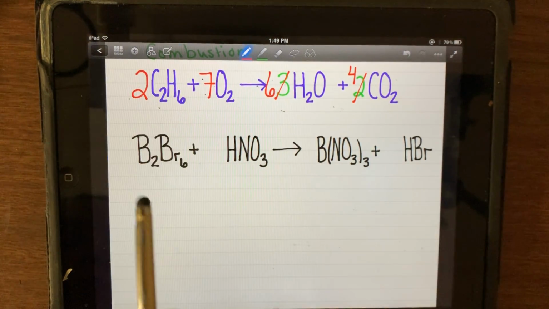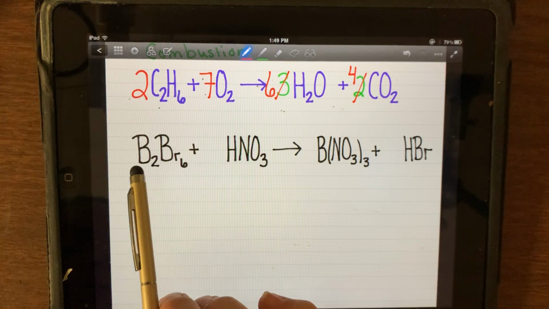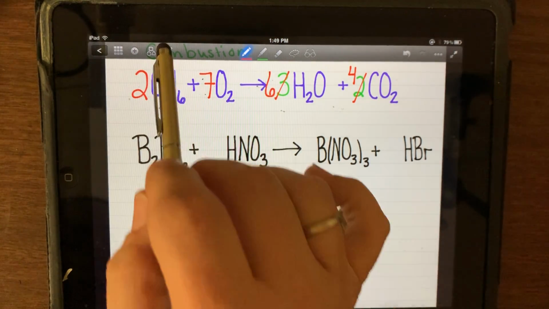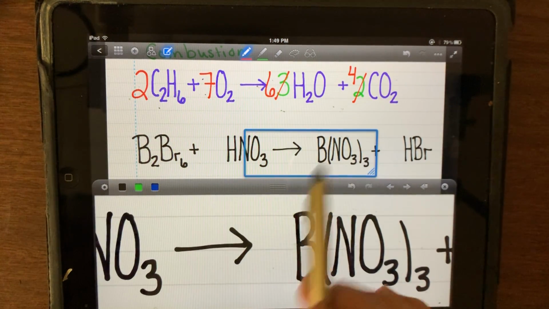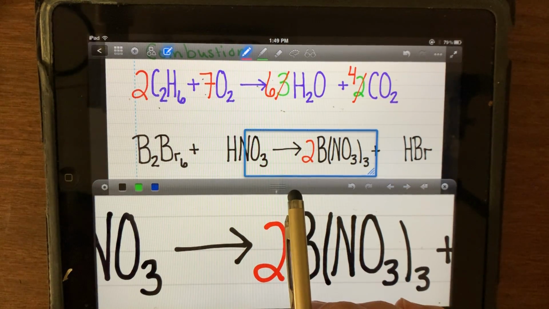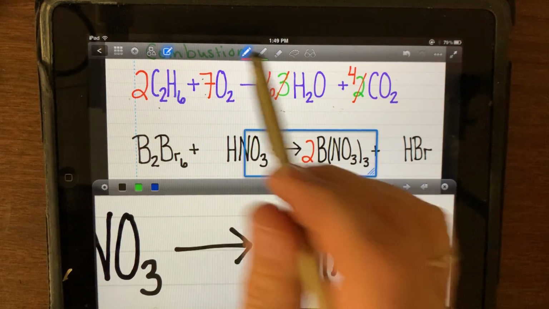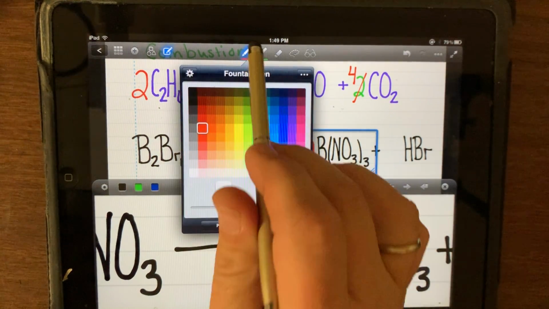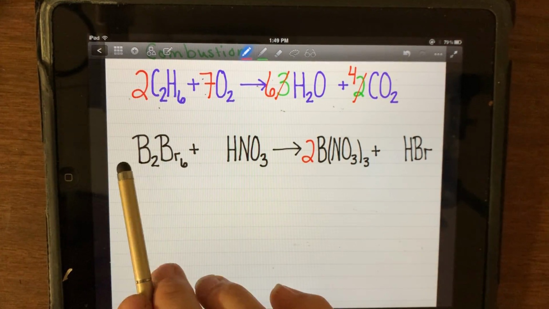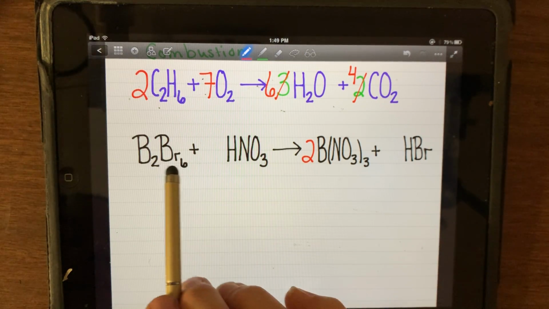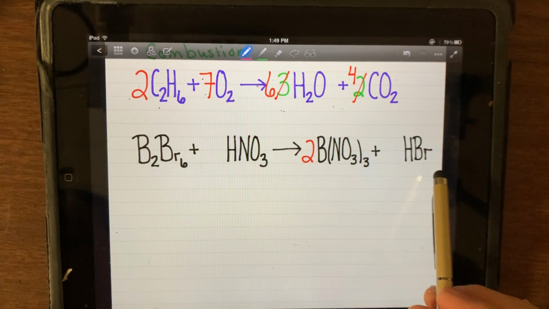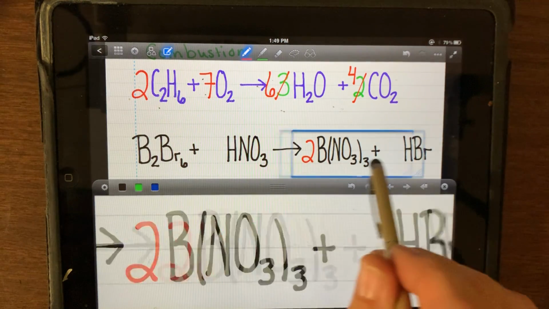I'm going to start with the bromine. I have two borons here, 1 boron here. That is my cation, so I'm going to drop a 2 out front. Then let's go look at the bromine. I have 6 here. I only have 1 here, so we're going to drop a 6 out front.